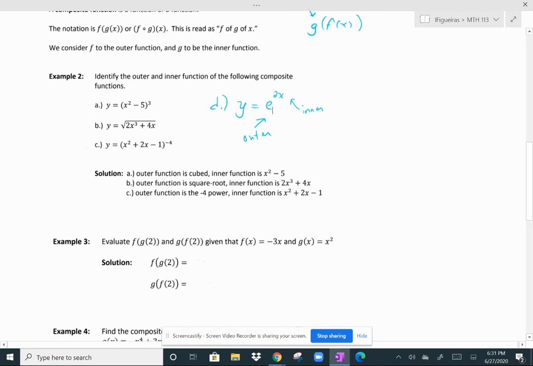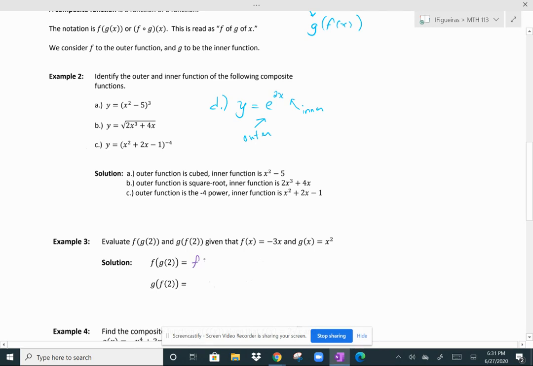All right, so let's evaluate this with some numbers. Suppose I want to evaluate f of g of 2 and then evaluate g of f of 2, given that f of x is negative 3x and g of x is x squared. So this means that I have to evaluate g of 2 first, and then whatever answer I get there will get plugged into my f of x function.